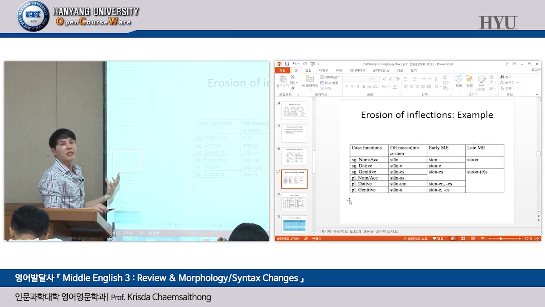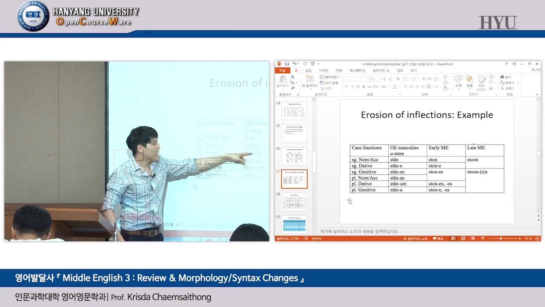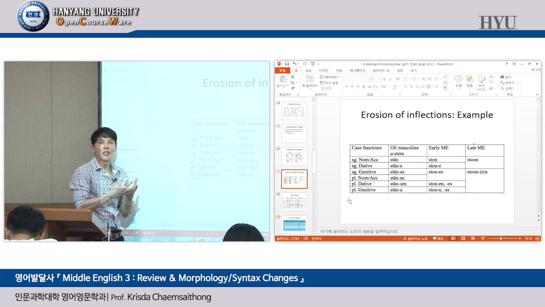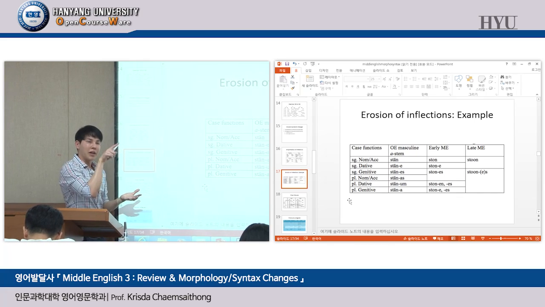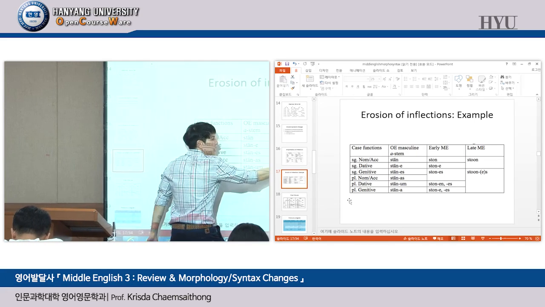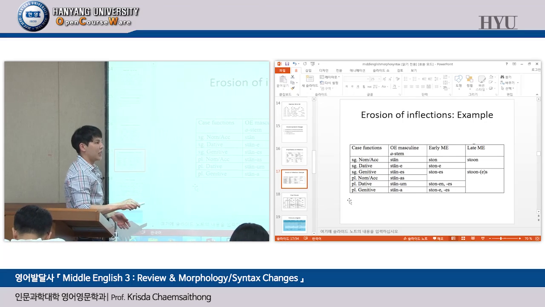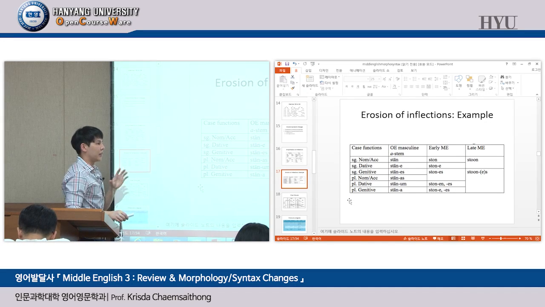So stoners, like that, stoners. So ES and AS, in terms of sounds, in an unstressed syllable, became pronounced with a schwa. In spelling, E, right? So they combine in terms of spelling and sound.